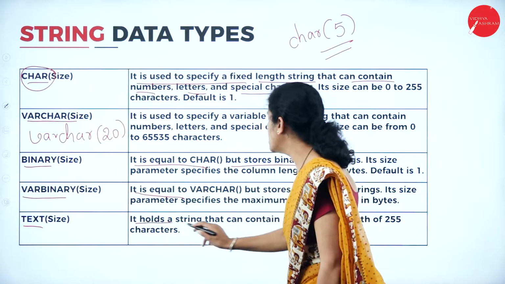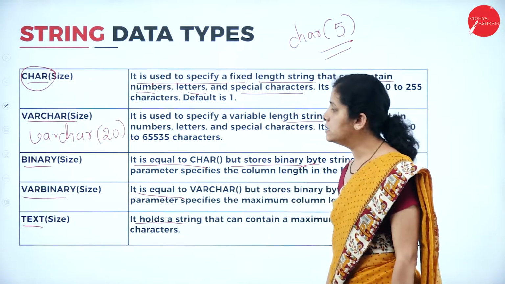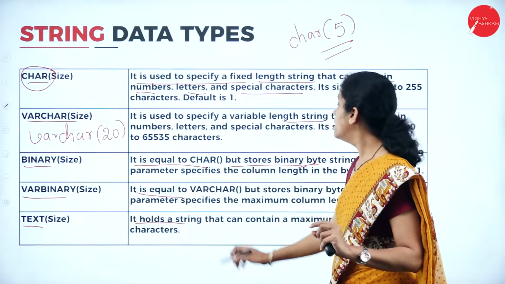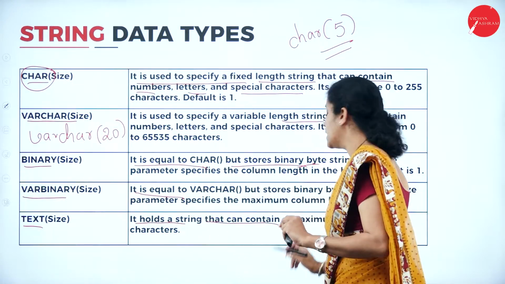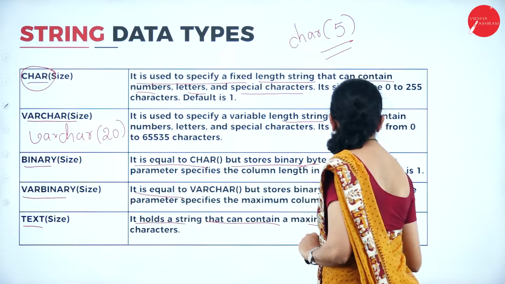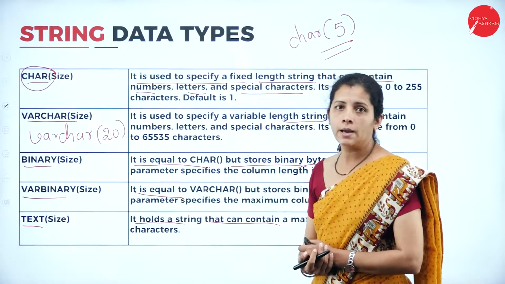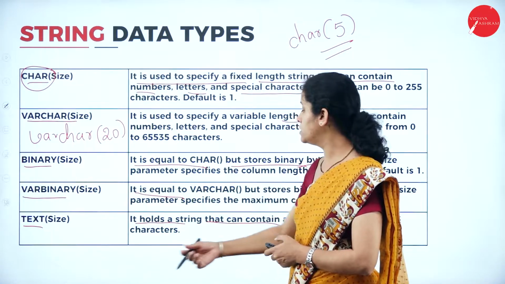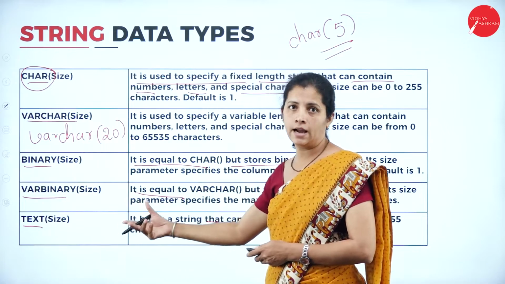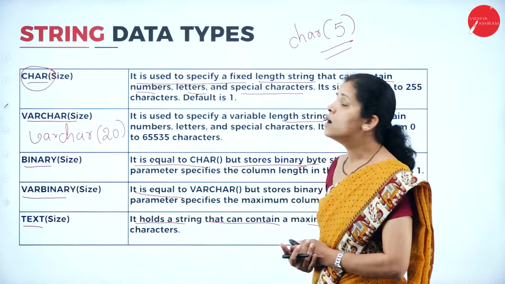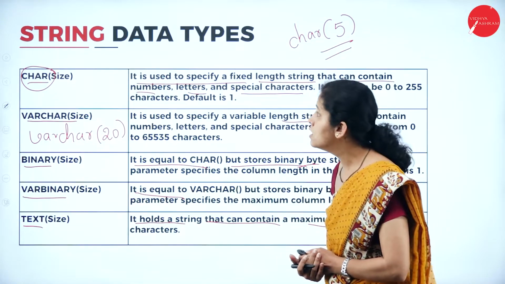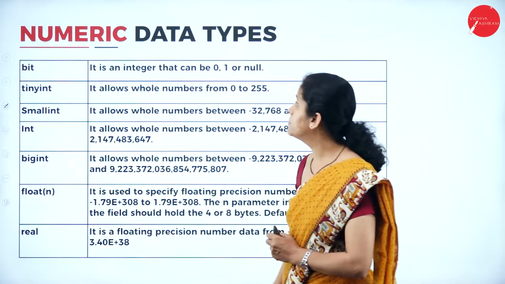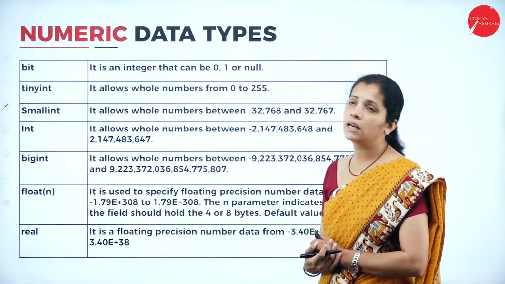So it holds a string. That means here text is also responsible for holding a string up to a maximum length. So it is capable of holding 255 characters. So it is capable of holding text. And what is the length here? 255 characters. Moving further, I am going to have my second type, that is numeric data type.